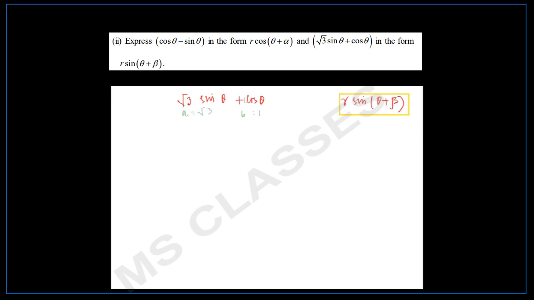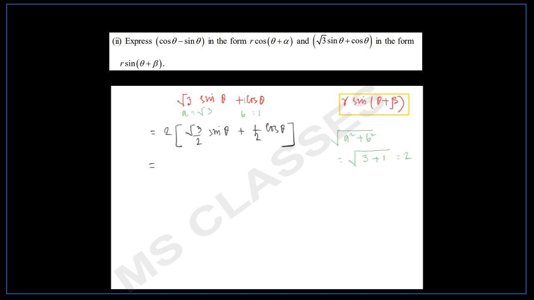So by what will we divide and multiply? By root over of A square plus B square. So root over of 3 plus 1 is root 4, which is 2, not root 2. Now here we divide and multiply by 2. So root 3 by 2 sine theta plus 1 by 2 cos theta.